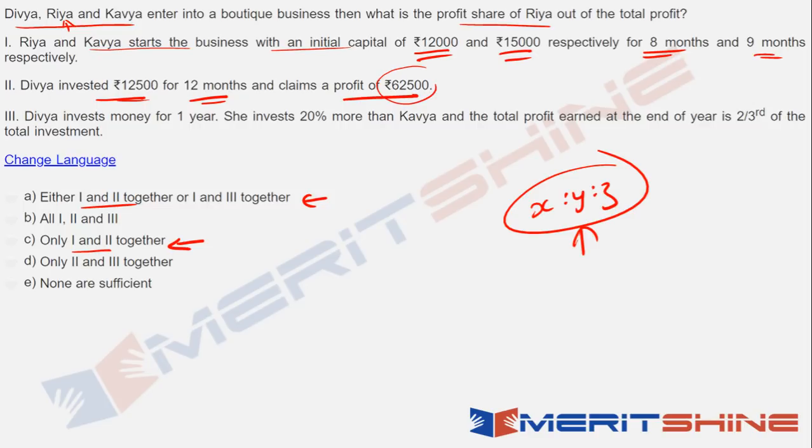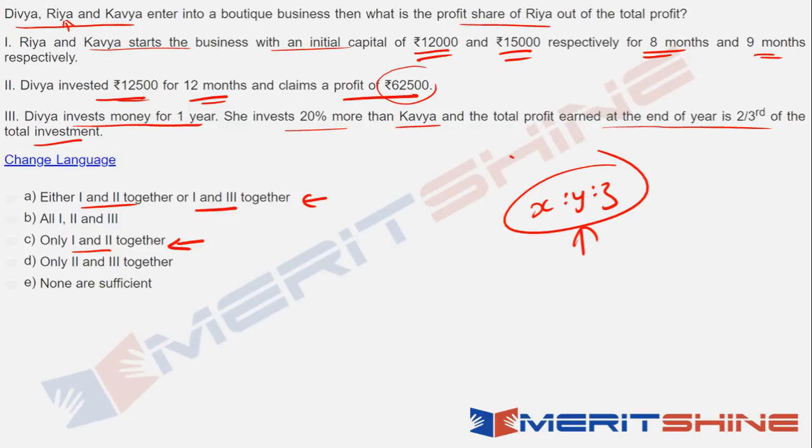What is A? A is 1 and 3 together. So I will directly look at combining 1 and 3. What is 3? Let's read 3. Divya invests money for 1 year. Okay, so you have got now the time period for Divya as well. She invests 20% more than Kavya. So you again got the number for Divya. So you got the amount for Divya, the time period for Divya, and the total profit earned at the end of the year is this much of the total investment.